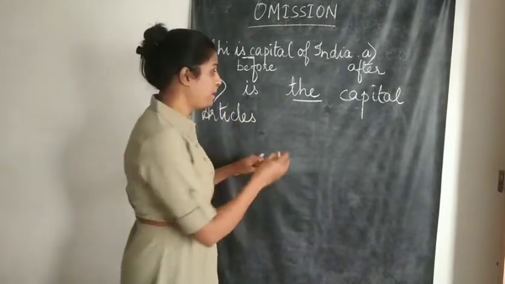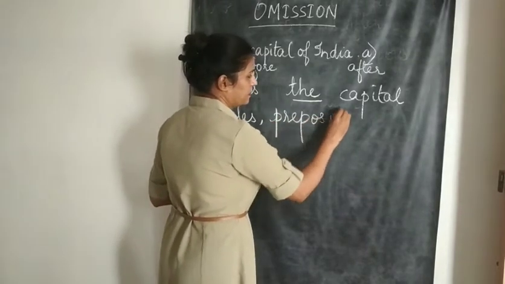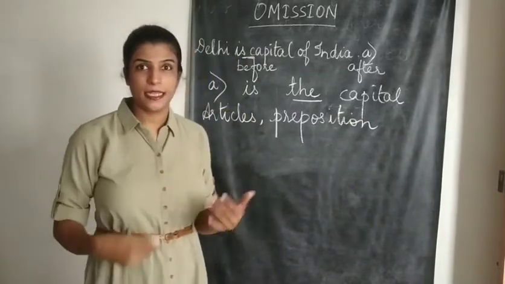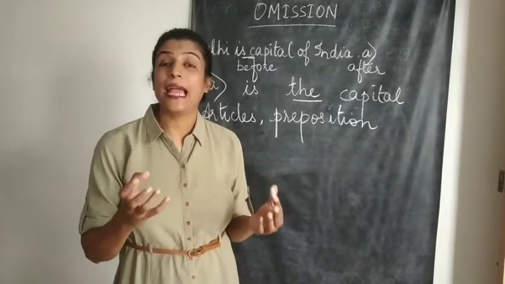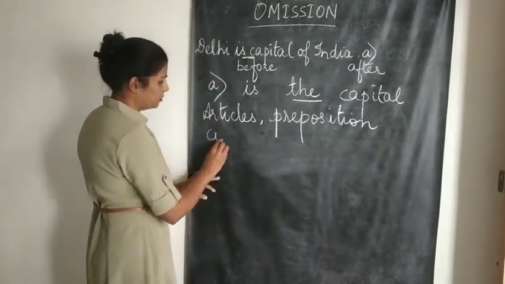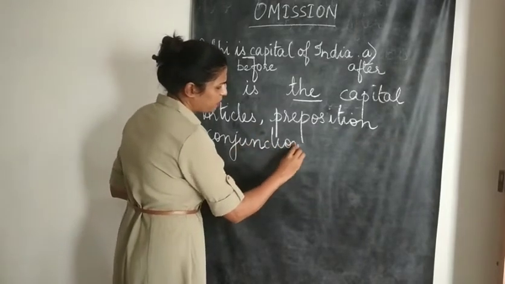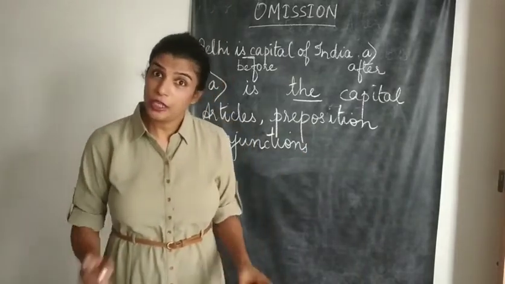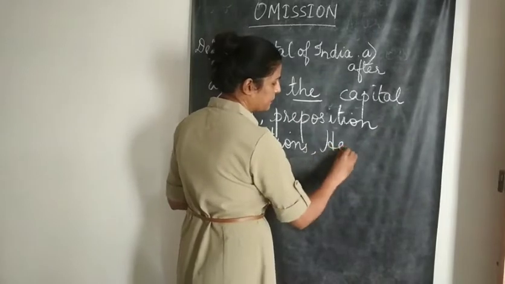Next, prepositions will go missing: on, off, under, above, over. All these words can go missing. Conjunctions also can go missing. These are easy words, and not more than one or two applicable answers would be correct over here. Conjunctions would go missing. Helping verbs would go missing.